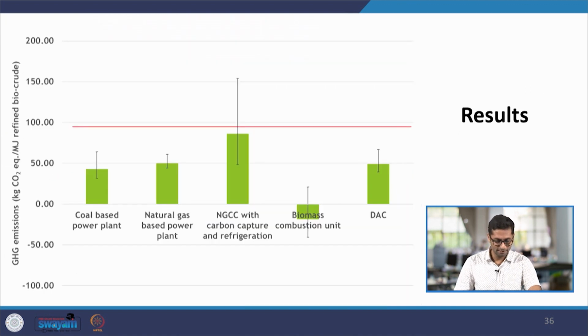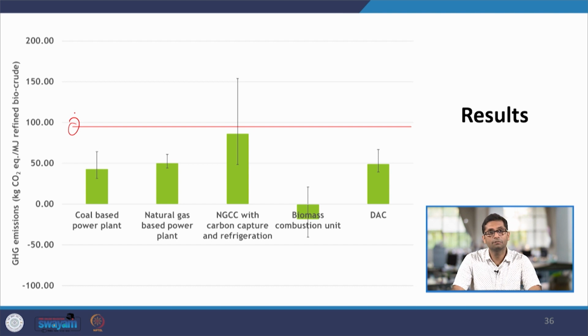Finally, we did an LCA to see what the total footprint of the process would be, in terms of 1 megajoule of biocrude that is produced, what would be the CO2 footprint of the process based upon how the CO2 is supplied, and it varied quite significantly. So, if I talk about the process where the CO2 is coming from a coal-based power plant, I can have an emission of around 45 kg of CO2 equivalent per megajoule of refined biocrude that is produced. And if I compare that with the conventional gasoline based fuel, it is almost half.